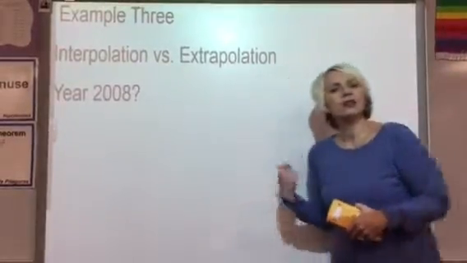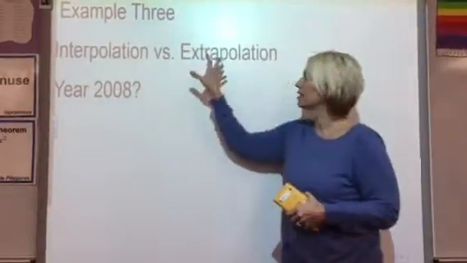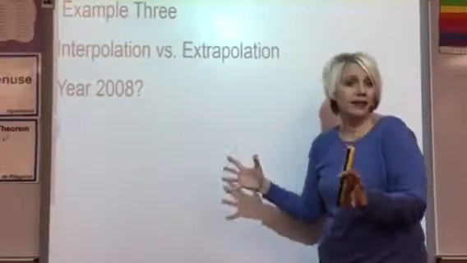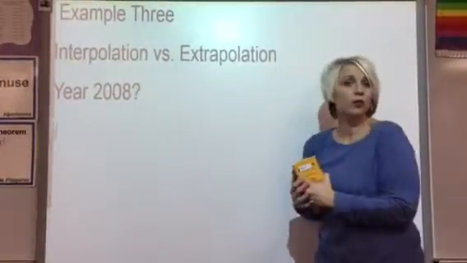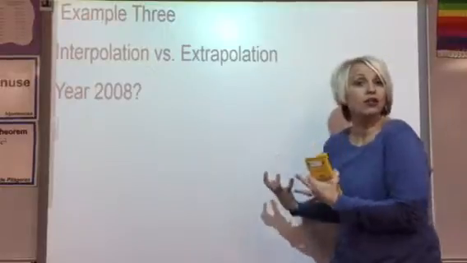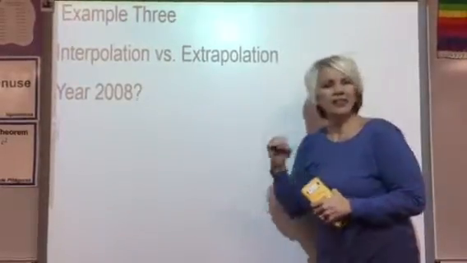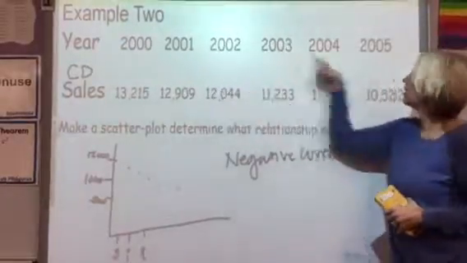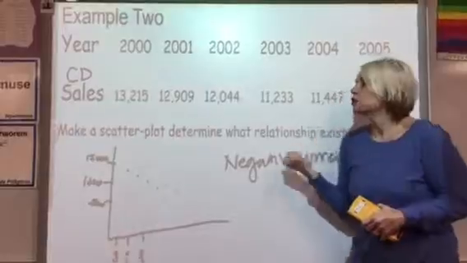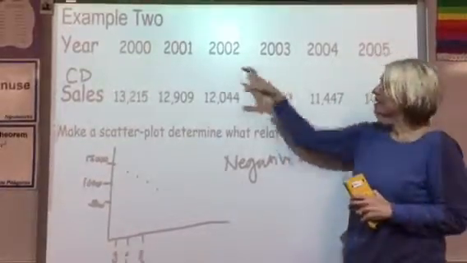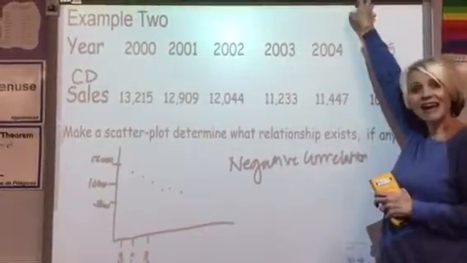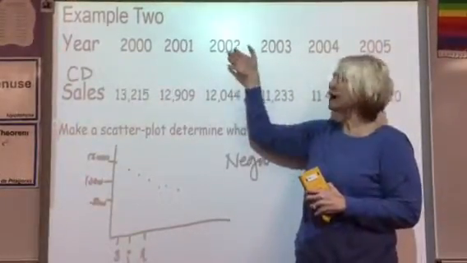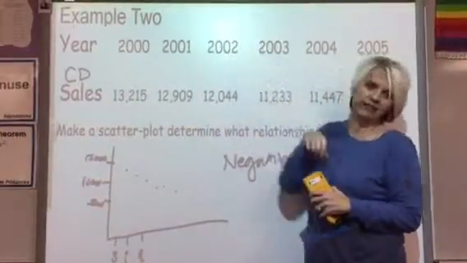Now, the last thing that you're going to do is use either interpolation or extrapolation. You have plotted all your points on a scatter plot. You have looked to see what the correlation is. Now we're going to actually use what's there to do a little algebra and figure out what's going on, in this case, in the year 2008. Well, look here. I do not have 2008. So 2008 is what we call extrapolation because I'm looking for a year outside of the data. If I were looking for a year inside of the data, like 2002, then that would be interpolation because it's inside the set of data.